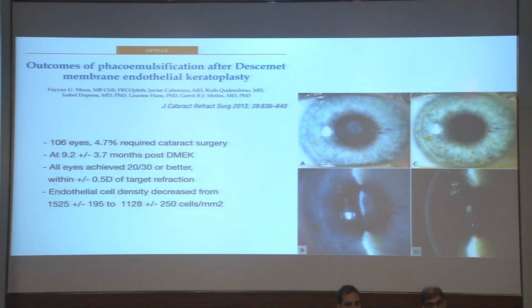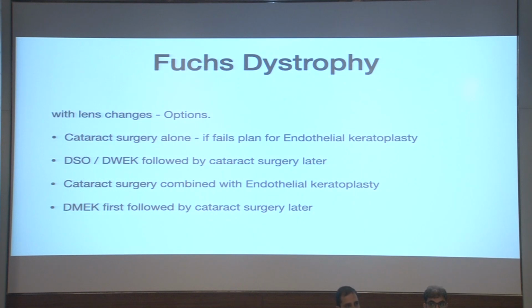This study, published back in 2013, looked at the outcomes of cataract surgery following DMEK. All eyes achieved 20/30 or better, and were within plus or minus 0.5. The cell loss was pretty similar to what you see with standard cataract surgery. So these are basically the options in Fuchs dystrophy. You can do a cataract surgery alone, followed by endothelial keratoplasty.